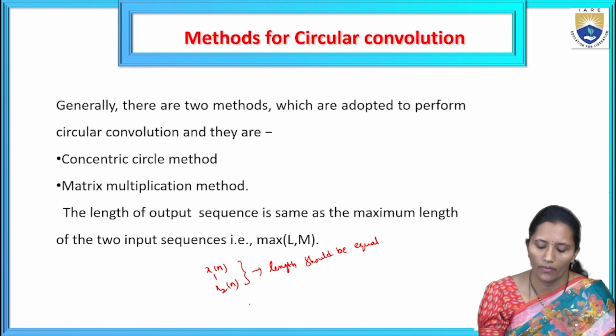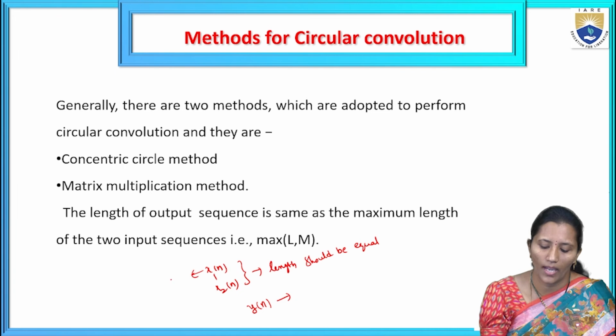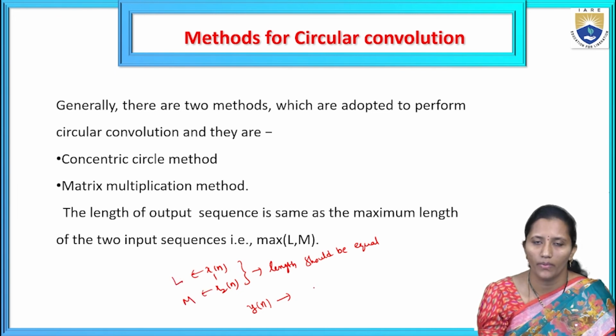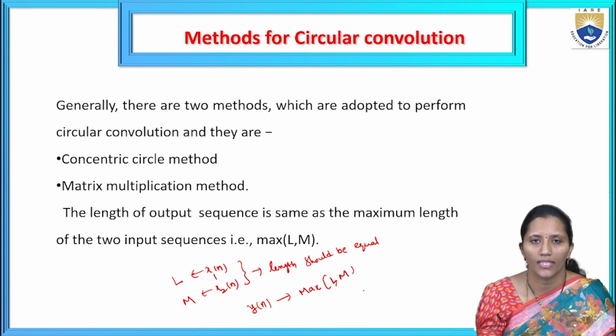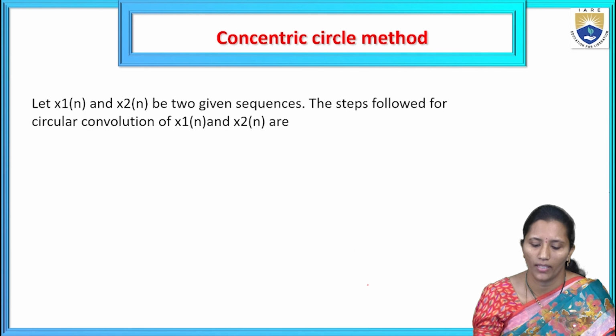And the length of y of n: if x1 of n has L samples and x2 of n has m samples, then in circular convolution the length of y of n will be the maximum of L comma m. In linear convolution, it is L plus m minus 1. In circular convolution, it is the maximum of L comma m.